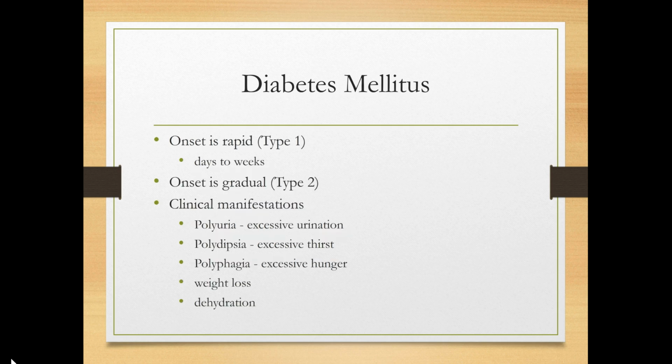The onset is rapid, which is different than the gradual onset of type 2. Obviously, you're going to have the 3 Ps: polyuria, polydipsia, polyphagia, and then you're probably going to have weight loss and dehydration at the beginning.